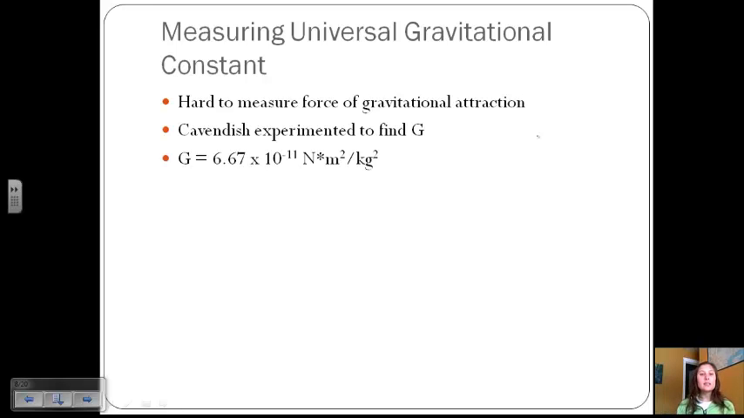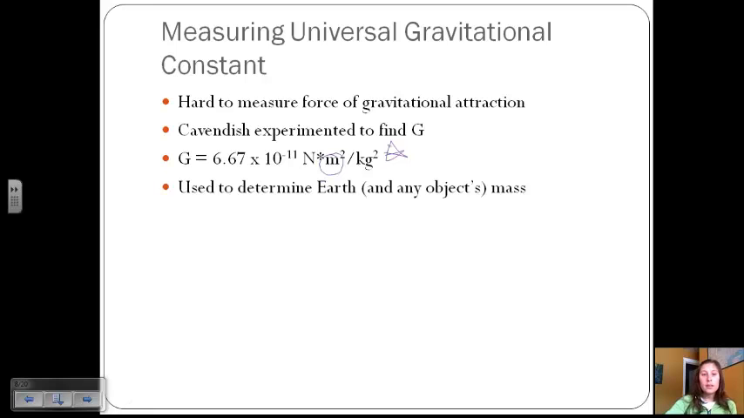And he found that the constant was equal to 6.67 times 10 to the negative 11 Newton meters squared over kilogram squared. So when you're using this, you need to make sure your force is in newtons, your distance is in meters, and your mass is in kilograms. And that distance in meters part is probably going to be the most tricky because distances between planets are very large. So keep that in mind, and you also may want to put this constant on your note card.